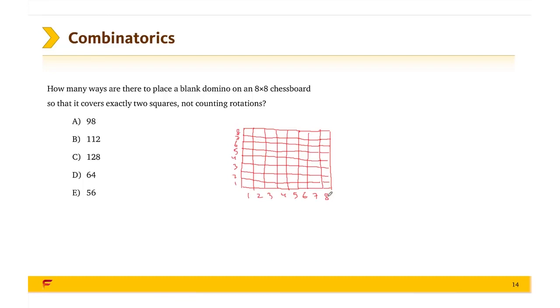This is a picture of a chessboard, a rough picture, of course. And then we have a blank domino. What does a domino look like? A domino is this thing here. So you can place it this way, or you can place it on the side.